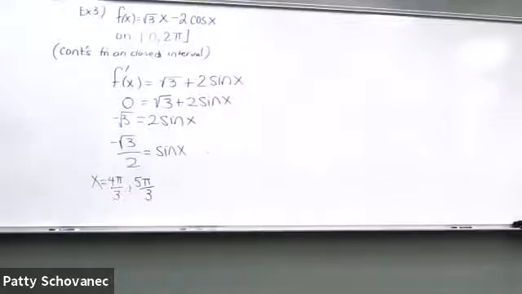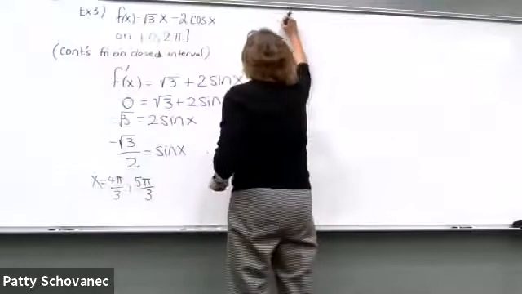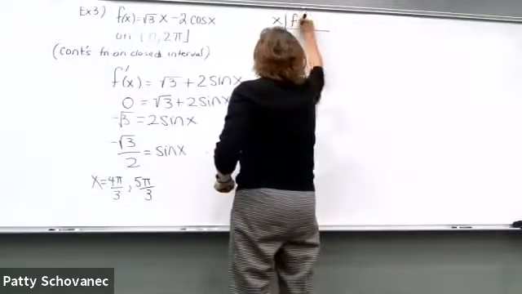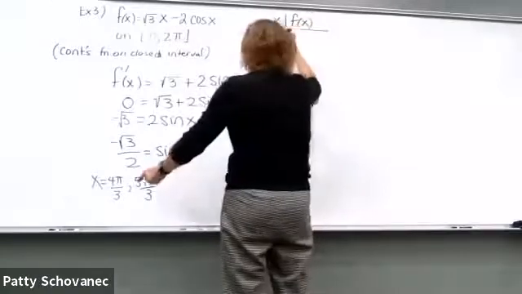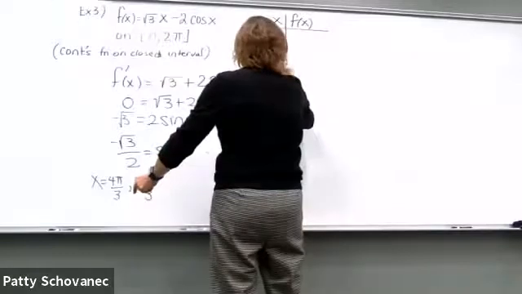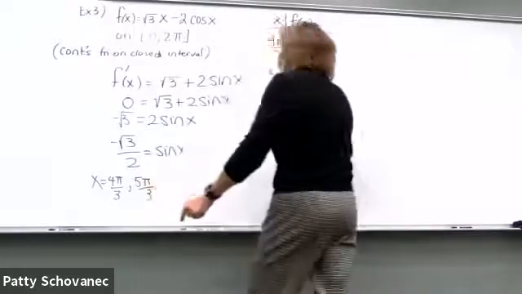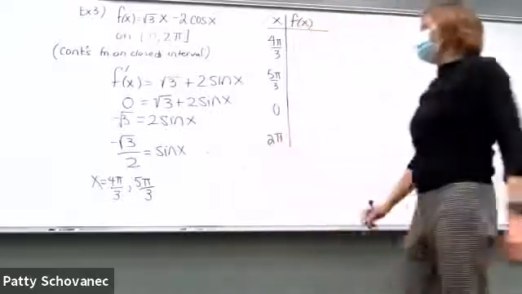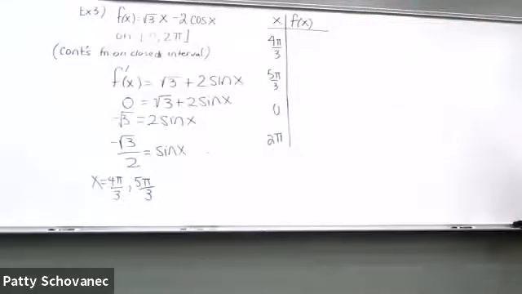Okay, both of those are between 0 and 2 pi, so we keep them. And then we compare the y values at those 2 points and the 2 endpoints. Now we go to our table. We got 4 pi thirds. We got 5 pi thirds. And then we got 0 and 2 pi. The cosine at 0 and cosine at 2 pi are both the same.